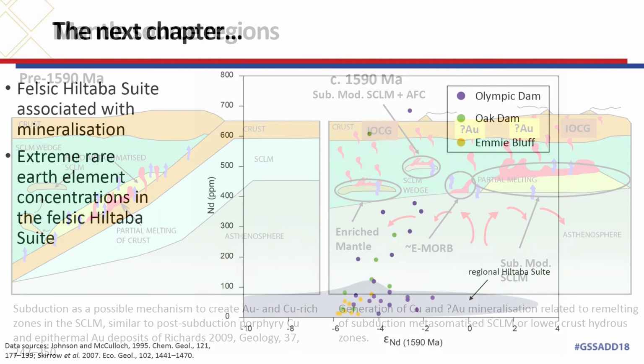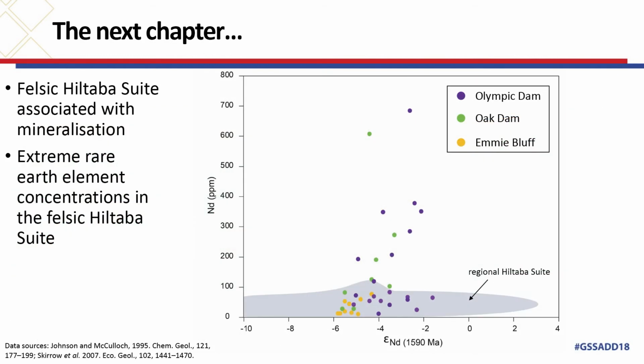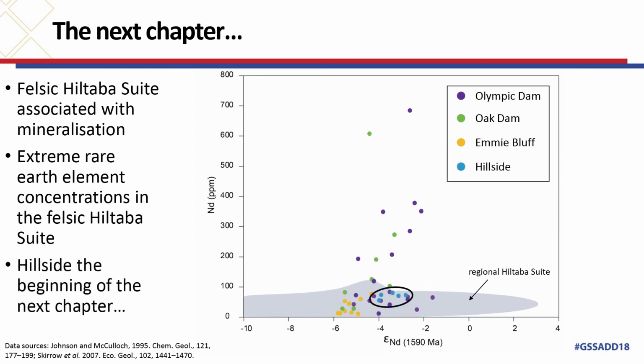So where to next? Where are we heading after this? As I previously mentioned, we're also interested in the composition of the crust, and so we can use the Fowler-Kildeber suite to help with constraints on this. One of the curious things about this suite is that they have this extreme rare earth element concentration. We can see here with Olympic Dam, Oak Dam and Emmy Bluff all having these quite extreme neodymium concentrations. And so the next chapter will be beginning with Hillside, and we'll see where this will take us.